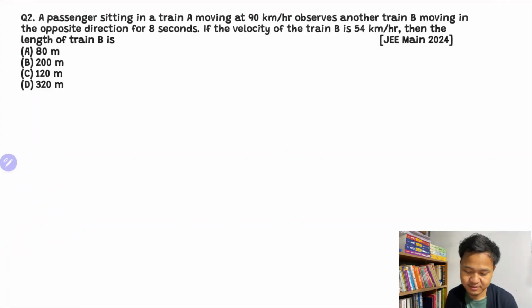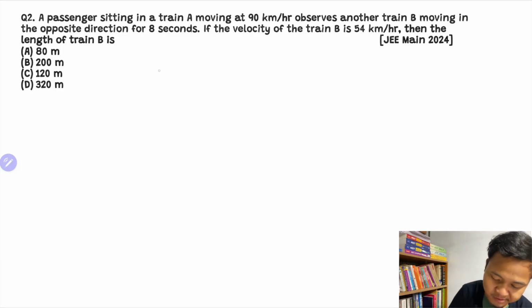Moving on, another JEE question. A passenger sitting in a train A moving at 90 km per hour observes another train B moving in the opposite direction for 8 seconds. If the velocity of train B is 54 km per hour, then the length of train B is.